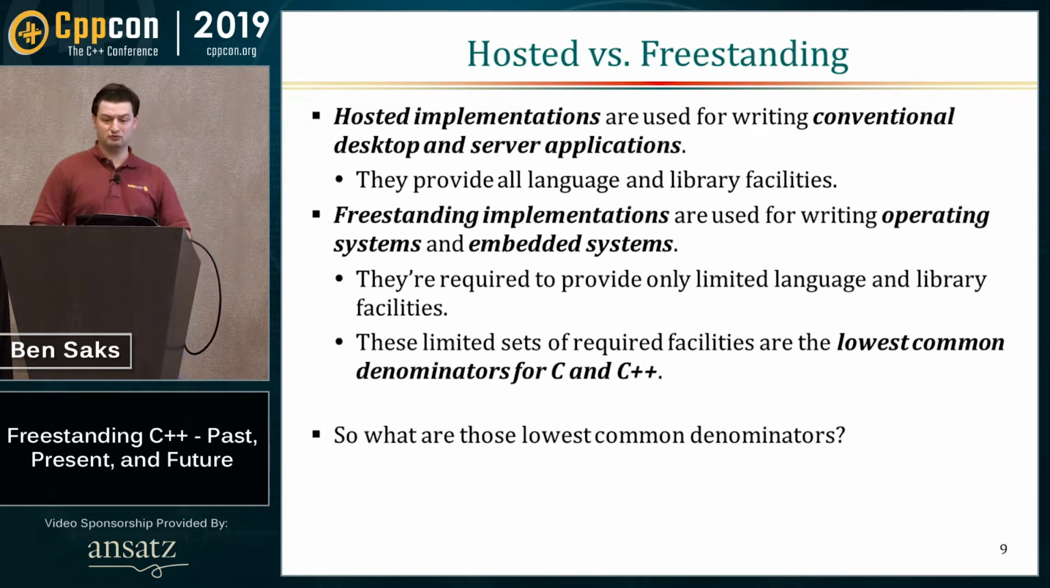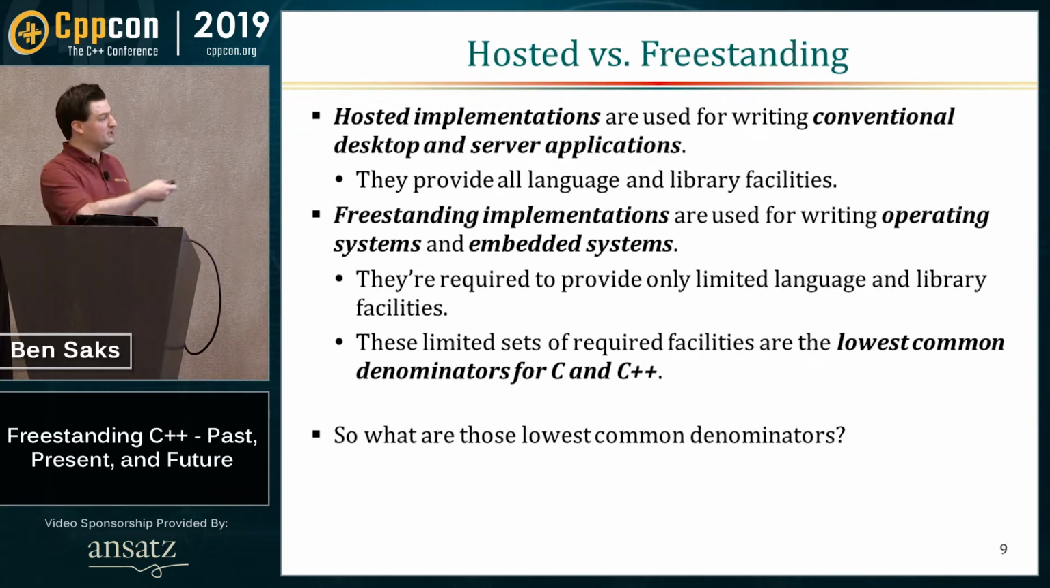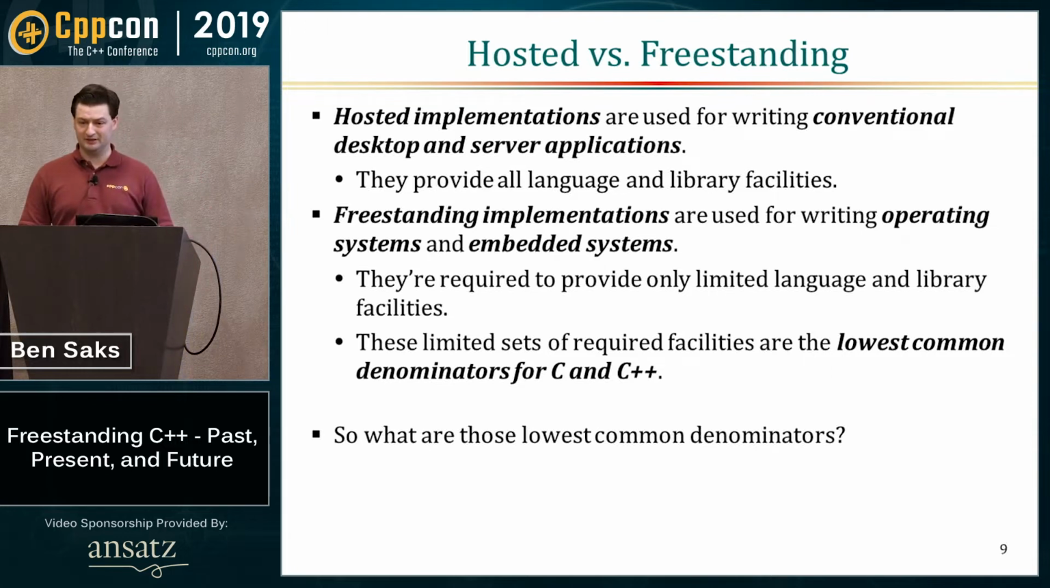And freestanding implementations are only required to provide limited language and library facilities. So if you want to write C or C++ code that is as portable as possible, that works on the maximum number of C and C++ implementations, it's one of these freestanding implementations that you would be targeting. Those are what establish the lowest common denominator for C and C++. So what does that lowest common denominator look like?